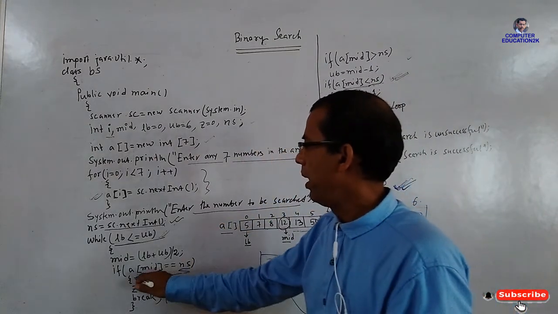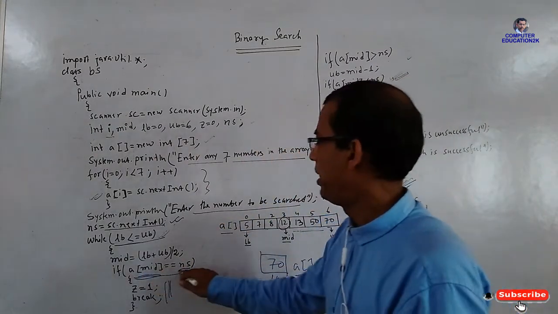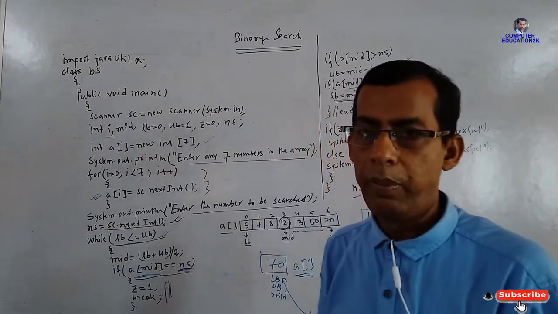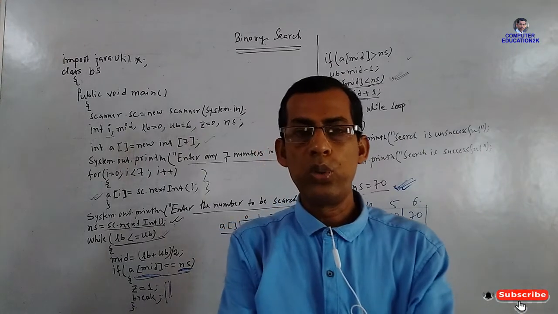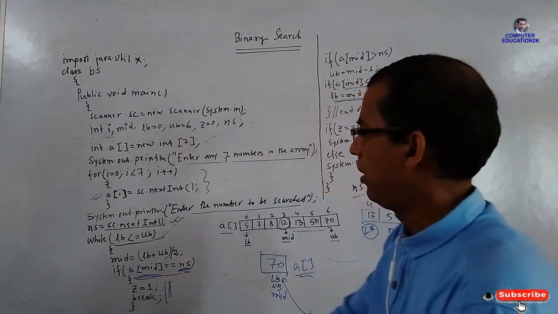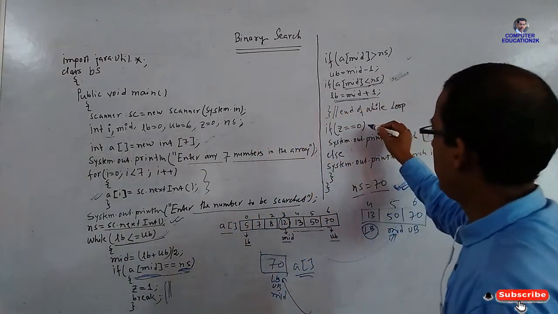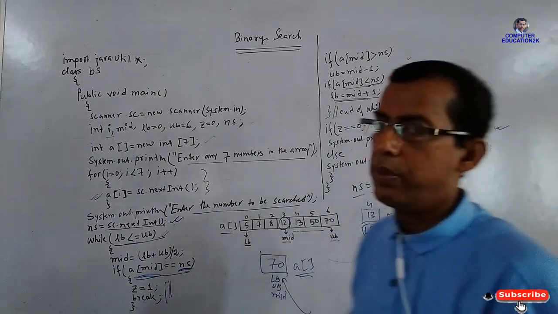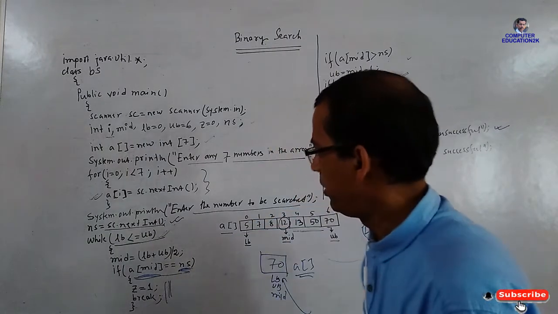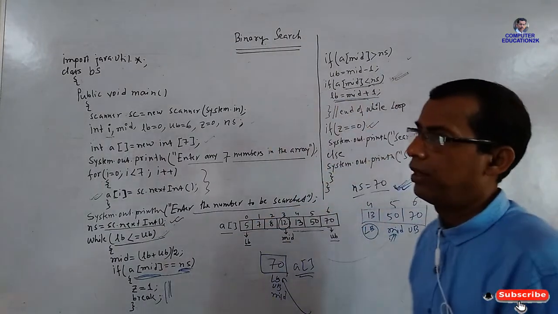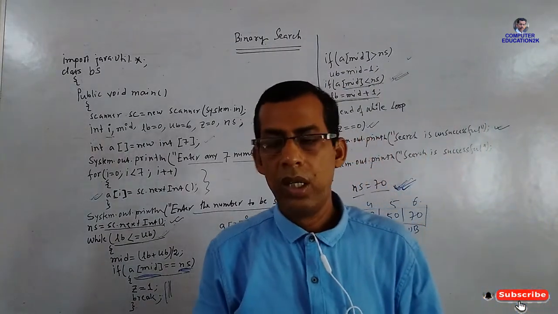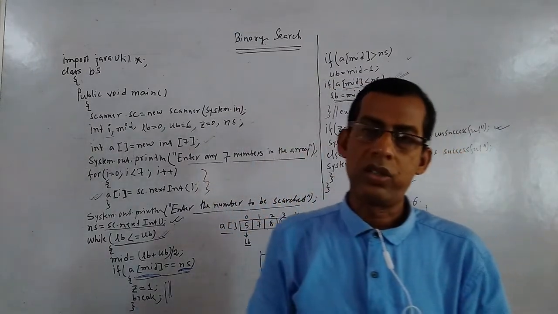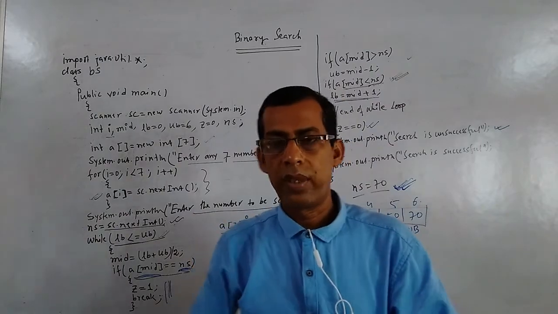Okay. Now this time A of mid is 70 and NS is also 70. It's matching. So Z will become 1 and break. Break means you do not have to search anymore. Okay. That's why I said if Z equals 0, search is unsuccessful. Otherwise, if Z is not 0, Z is 1, then search is successful. So this way, this binary search program works.